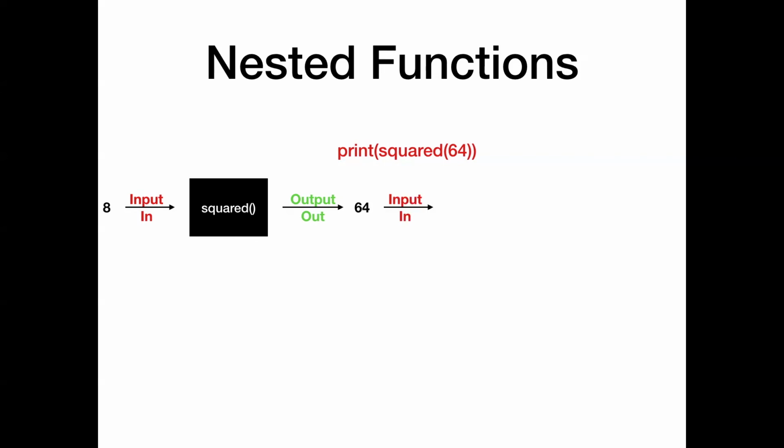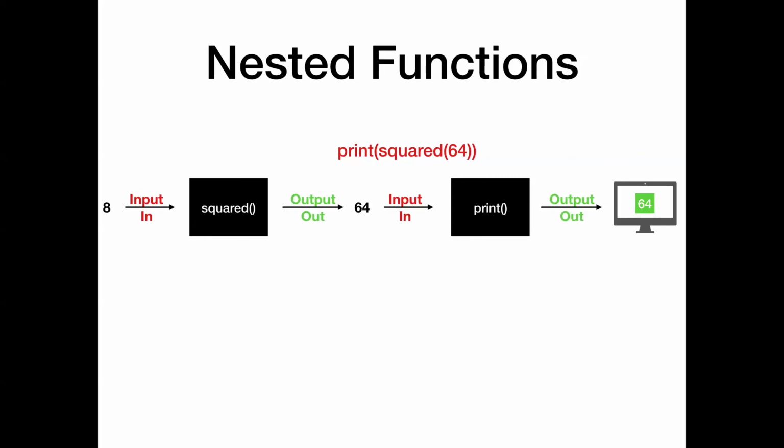And when the 64 goes as input into a print function, it basically just displays it on a computer as the number. And that's called nesting functions because you're nesting one inside another. And this is also called a function call stack. And it's called a stack because it's executed just like if you had a stack of pages, you would first execute one, then the other, and things like that.